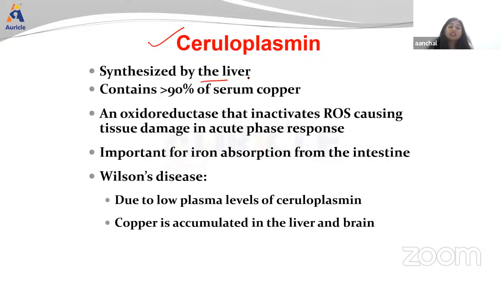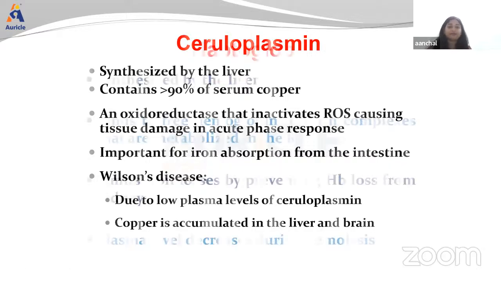Then another form of globulin we have is ceruloplasmin. As we have discussed, this is synthesized in the liver and contains more than 90% of serum copper, and it is an oxidoreductase that inactivates ROS causing tissue damage in the acute phase response, and it is important for iron absorption from the intestine. And in case of Wilson disease, due to low level of this ceruloplasmin, the copper gets accumulated inside various organs like liver and brain.